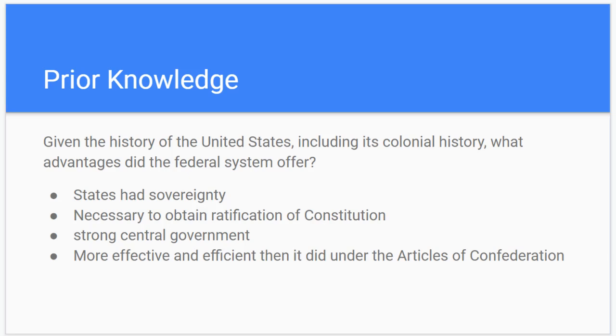It was necessary to obtain ratification of the Constitution, to create a strong central government, and more effective and efficient than it was under the Articles of Confederation, meaning that the states all had their powers, but there was a classic argument back and forth of whether the states should have more power than the central government, or the central government should have more power than the states. And this kind of argument was answered during the Civil War.